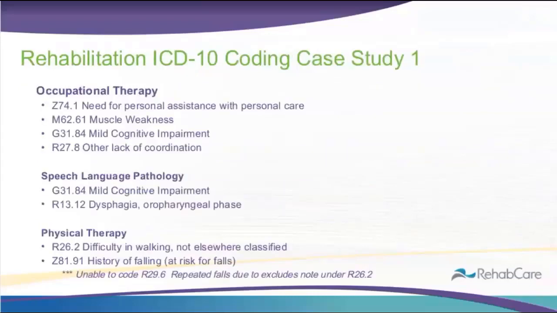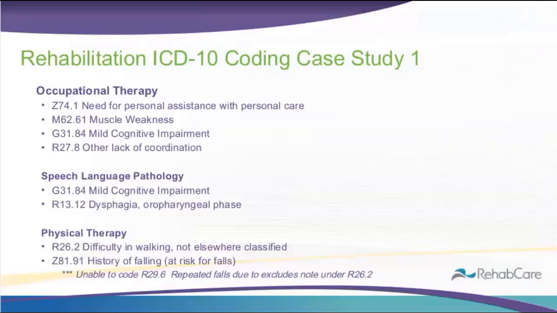The next thing, I'll show you how rehab would code this patient. Occupational therapy used Z74.1, need for personal assistance with personal care. They did muscle weakness, M62.61, because they had done manual muscle testing and identified specific muscle groups that he had weakness in. They've got G31.84, which is mild cognitive impairment, and then R27.8, other lack of coordination. Speech-language pathology coded the mild cognitive impairment, and they also picked up a dysphagia issue, oropharyngeal phase, the R13.12.